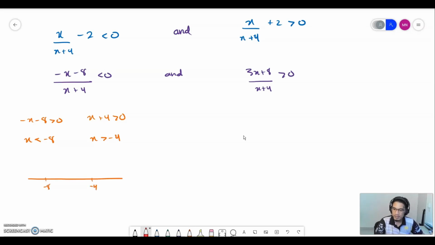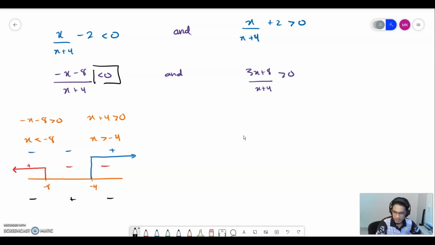So for this one, x is less than −8. Less than means the arrow goes to the lesser region, so positive will follow the arrow, so it becomes negative and negative. Then we have x bigger than −4: positive, negative, negative. So in total we have a negative, positive, and negative region. So what we need is a negative region.